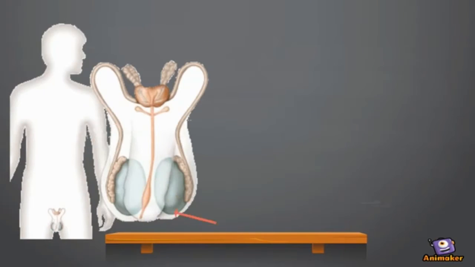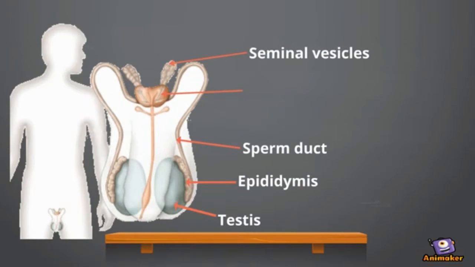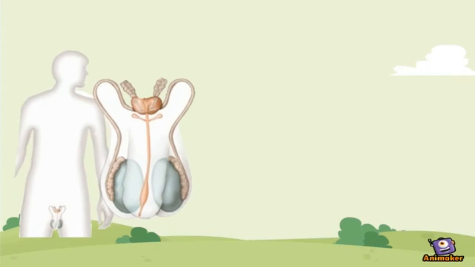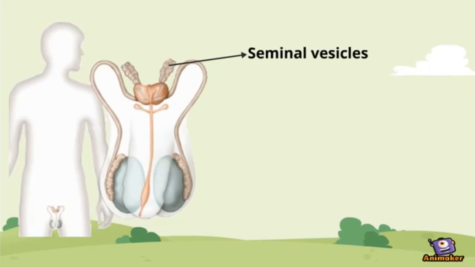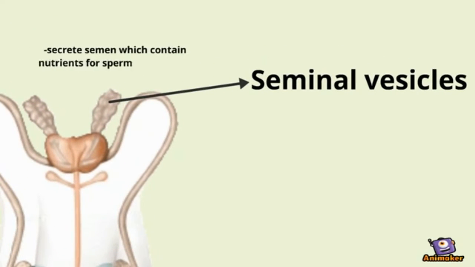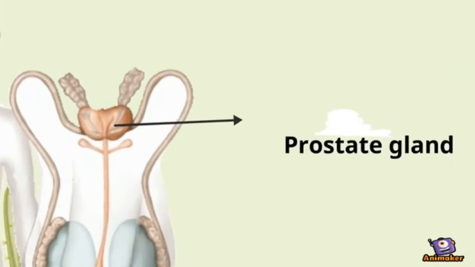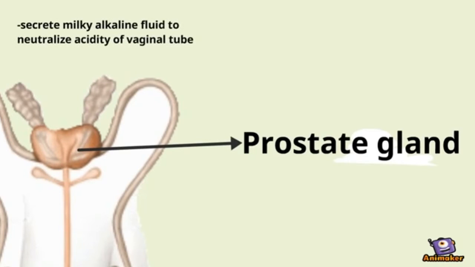The anatomy of the male reproductive system consists of the testis, epididymis, sperm duct, seminal vesicles, prostate gland, bulbourethral glands, urethra, penis and scrotum. The seminal vesicles secrete semen, which contains nutrients for sperm. Next, the prostate gland secretes a milky alkaline fluid for neutralization and to increase the mobility of sperm.